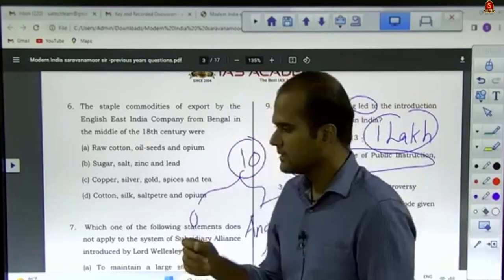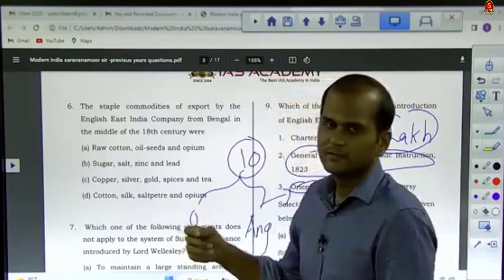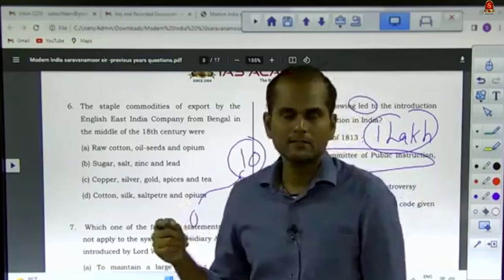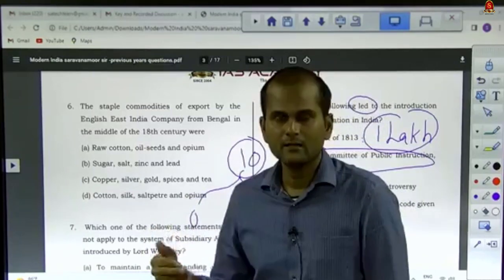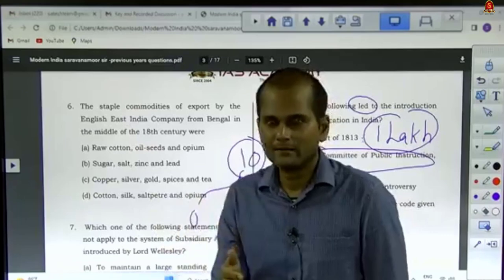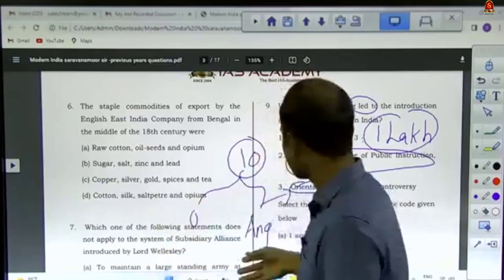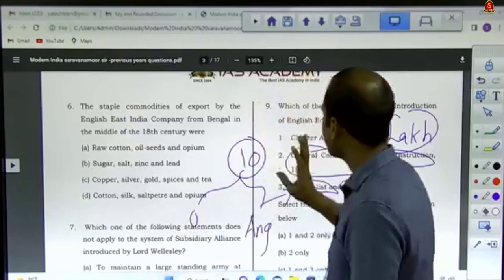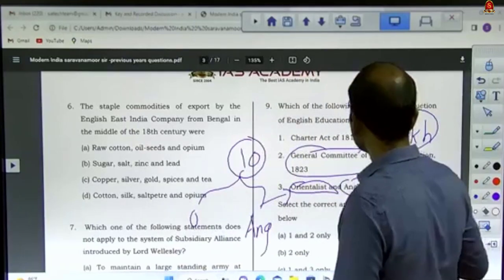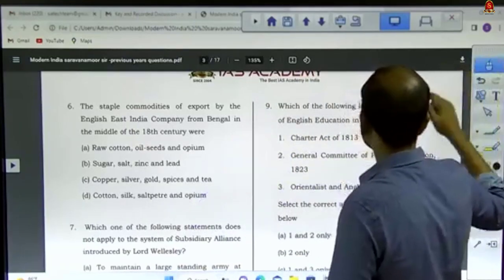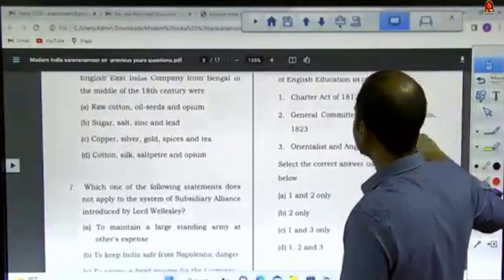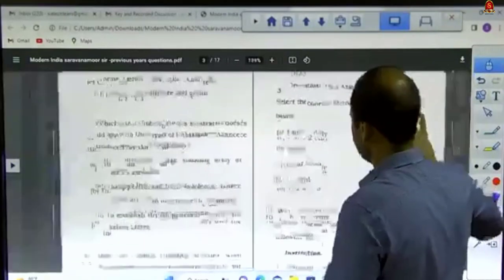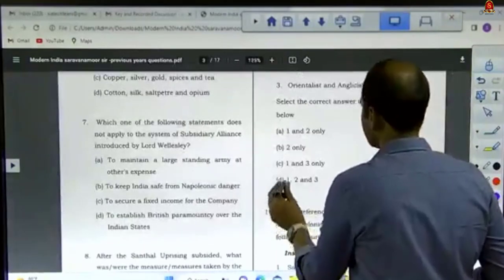Finally, Thomas Macaulay wrote a minute on education, famously called the Macaulay Minute. Based on that, English was introduced in 1835. So all are relevant information that led to the introduction of the English education system. That's question number 9. The answer is D, Delhi.